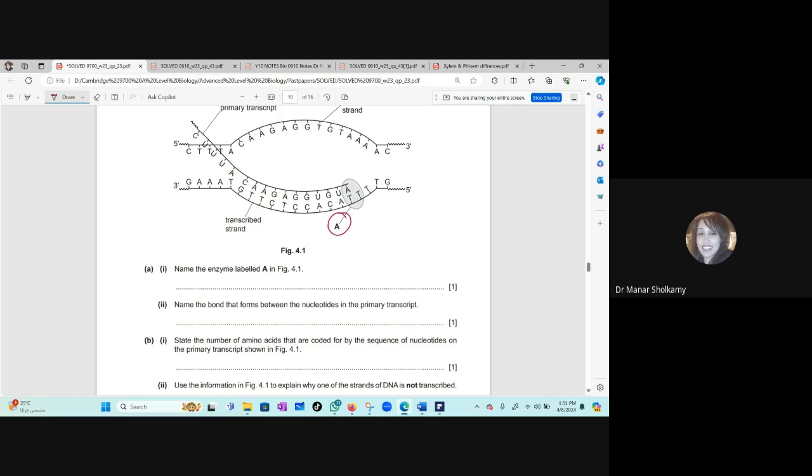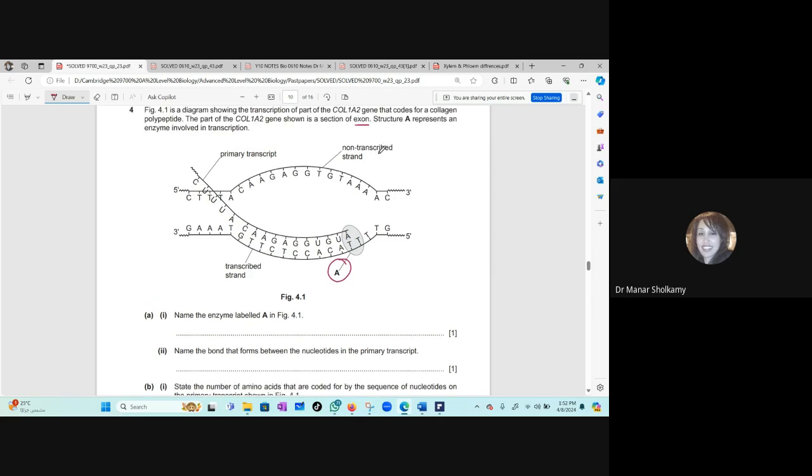Metaphase, we're talking about mitosis. We're talking about protein synthesis. This is something so different. What is A? RNA polymerase, Mariam, not DNA polymerase. I am here in transcription, so I am creating a messenger RNA. So what is A? RNA polymerase. Yes, not metaphase.